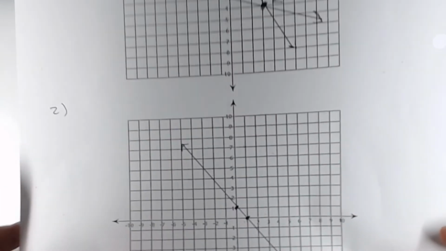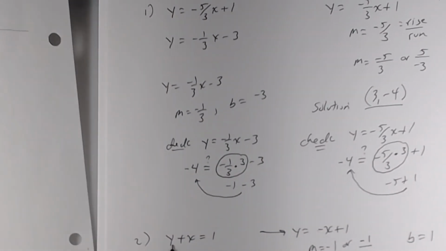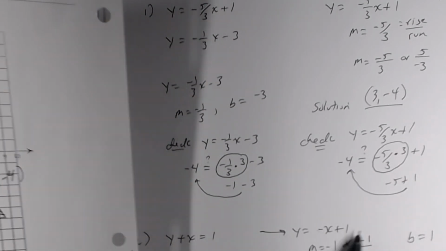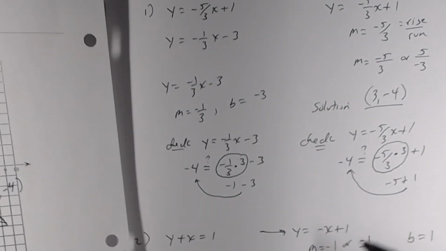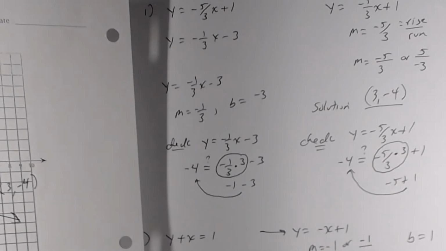Yeah, so let's see. Did I write this right? Y equals negative x plus 1. Negative 1, 1. Slope intercept is 1. Okay, that's right. And then when x is 5, negative 5 plus 1 is negative 4. That's right.